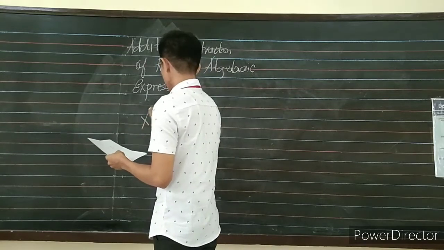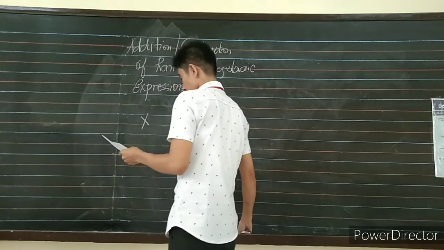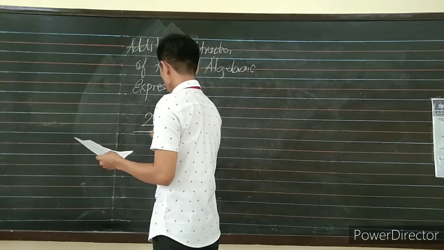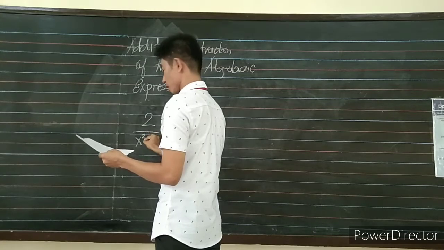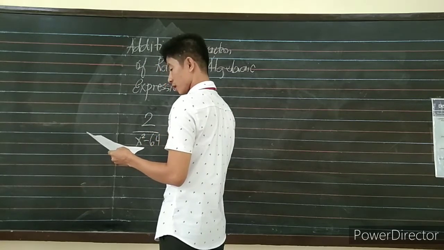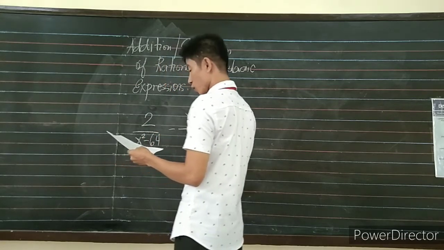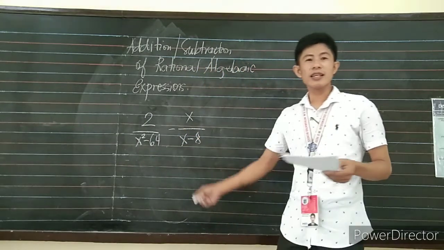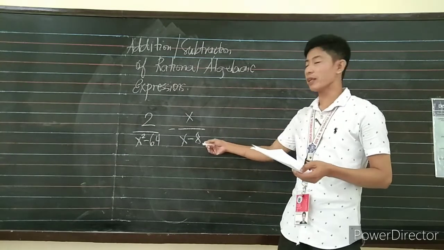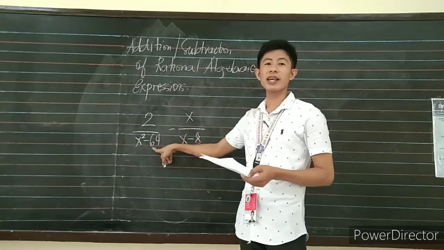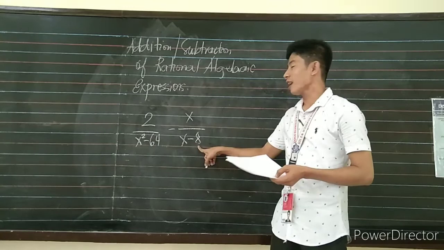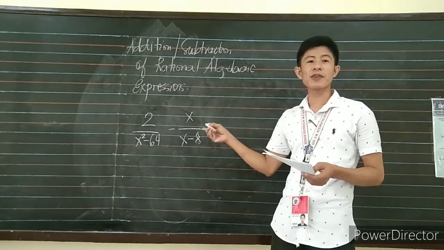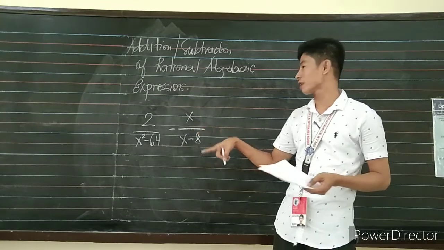Example number 3. We have 2 over x squared minus 64 minus x over x minus 8. In the problem, the denominators are x squared minus 64 and x minus 8. So, it is different from the 2 examples given earlier.